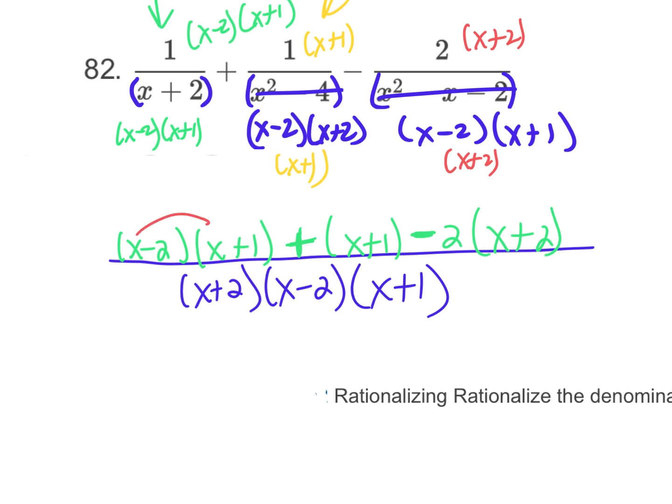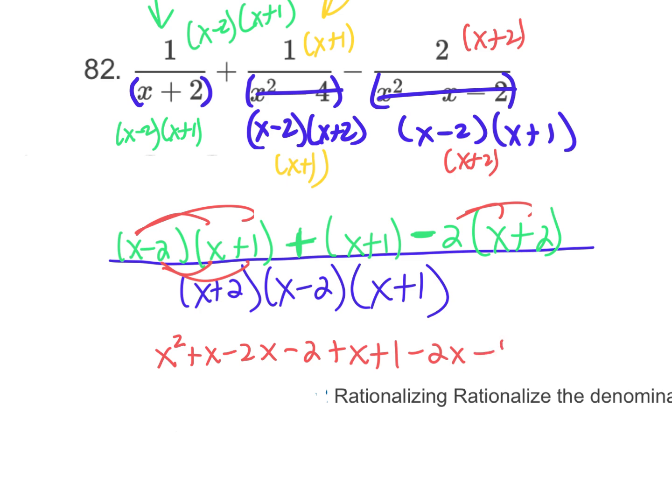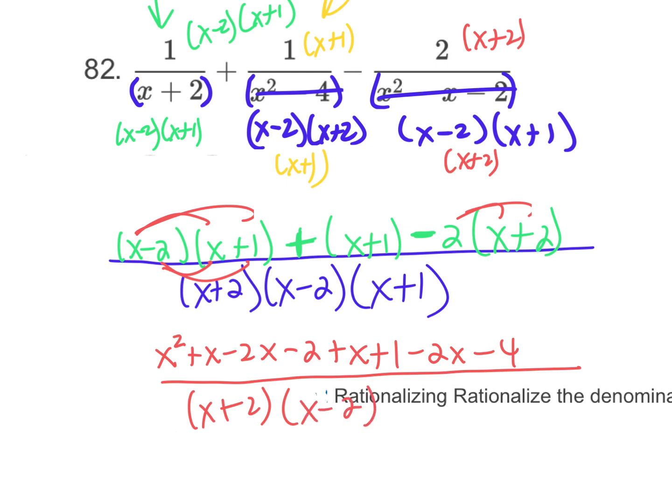X times x is x squared. X times 1 is x. Negative 2 times x is minus 2x. Negative 2 and 1 is minus 2. Then I have plus x plus 1. And then we're going to distribute. So minus 2x minus 4. And that's all over x plus 2, x minus 2, and x plus 1.